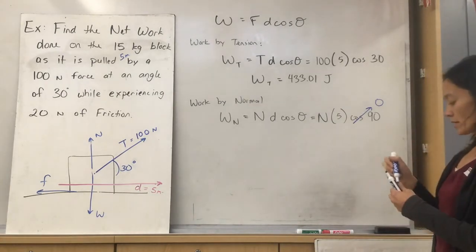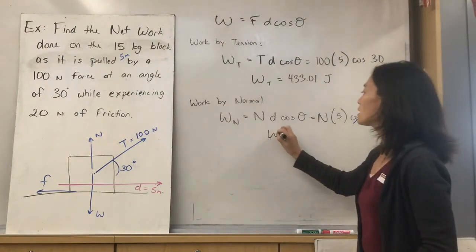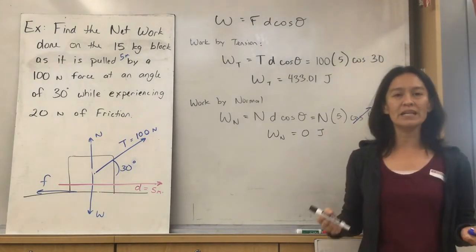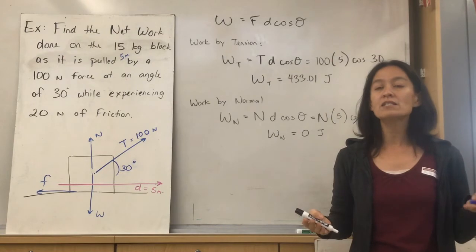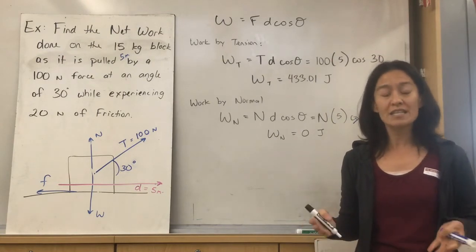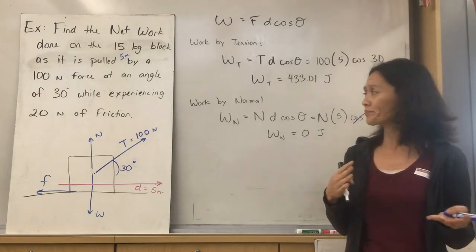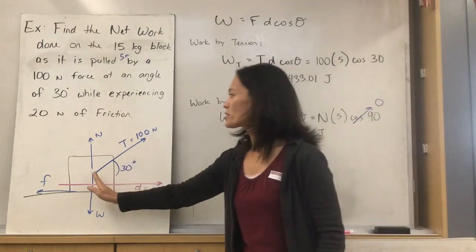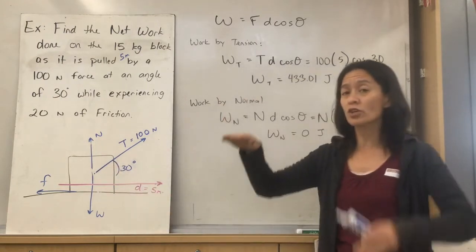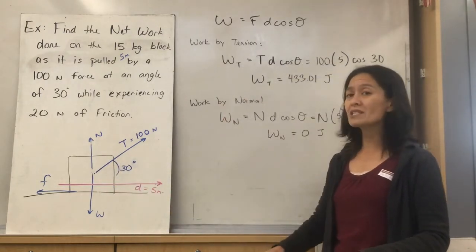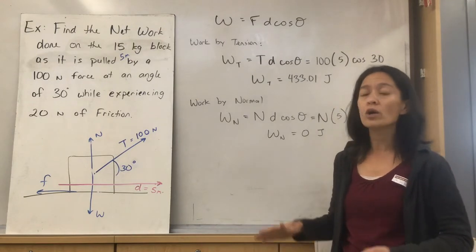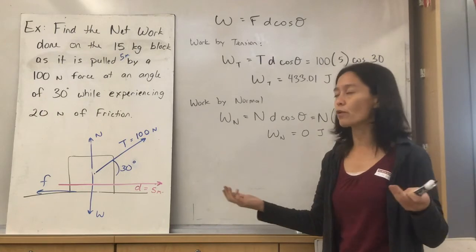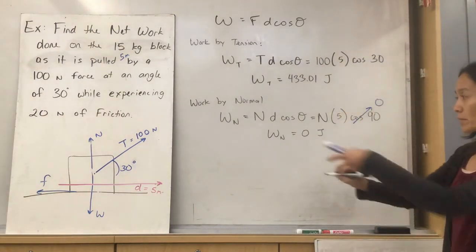So the work done by the normal force is 0 joules. What does that physically mean? It means that the normal force is not contributing to the fact that this block is moving 5 meters forward. That makes sense. The normal force is supporting it, making sure it doesn't go through the floor. The normal force is not helping it at all move forward. It makes sense that it's contributing 0 joules of energy to its forward movement. Okay? Let's do work done by friction.